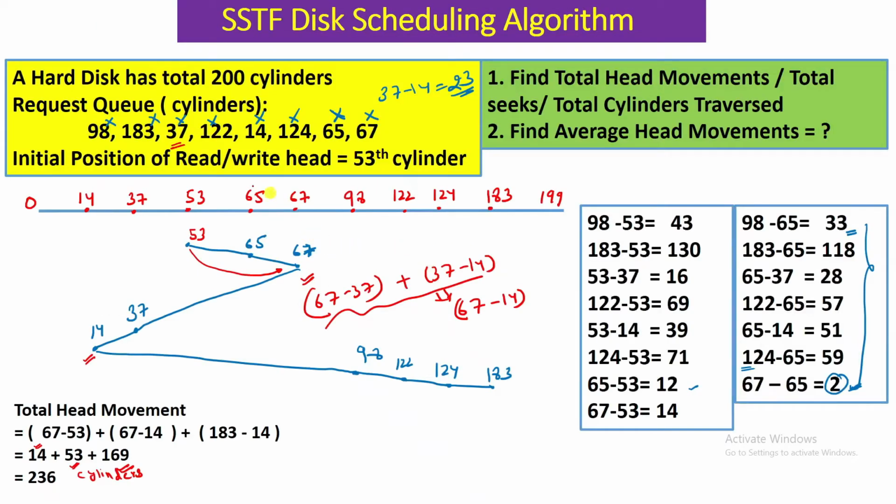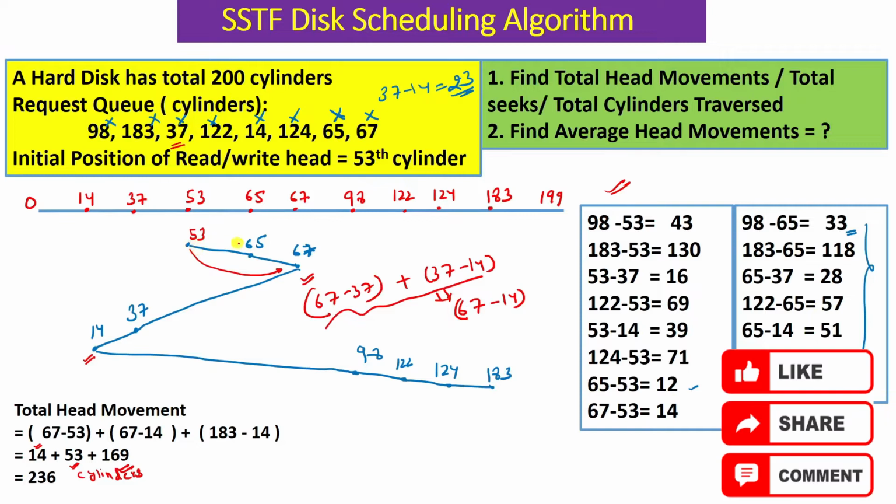So we saw this example where we were given the request queue, which contains the various cylinders, and we were asked what will be the total number of head movements and the average head movements. We were given the initial position of the read write head as the input. So let's say we are at the 53rd cylinder. We saw in the video that from 53 we have to find the closest cylinder. From 53, 65 is at the minimum distance, so the read write head will move to 65.